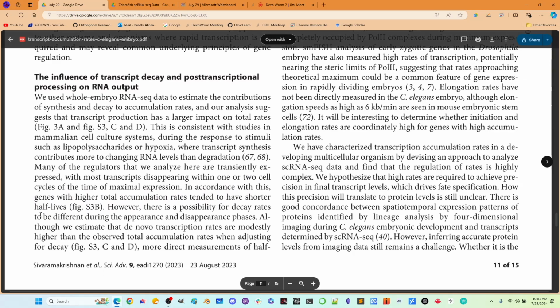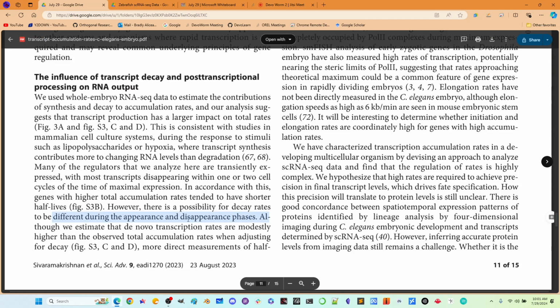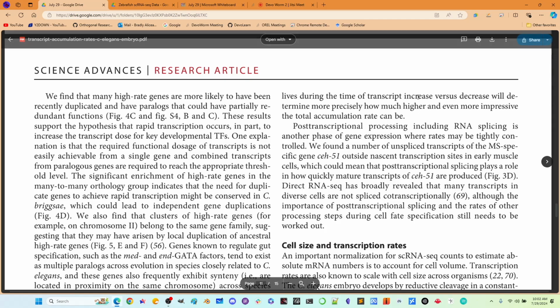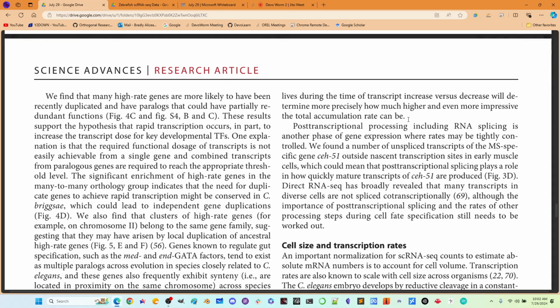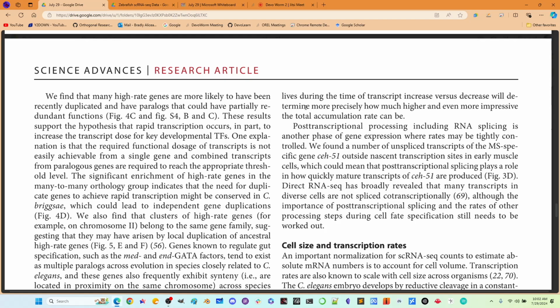However, there is a possibility for decay rates to be different during the appearance and disappearance phases. So this is something they talk about in the paper we didn't cover. "Although we estimate that de novo transcription rates are modestly higher than the observed total accumulation rates when adjusting for decay, more direct measurements of half-life during the time of transcript increase versus decrease will determine more precisely how much higher and even more impressive the total accumulation rate can be." So there are a lot of things that govern transcription rate increase and decrease, and this factors into accumulation rate. So this is maybe work for later or some sort of computational study.